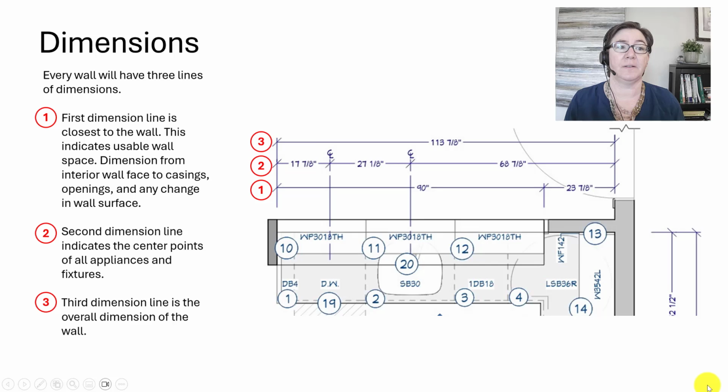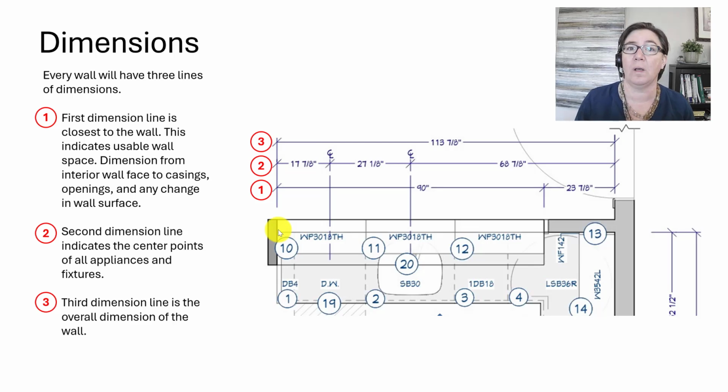In NKBA graphic standards, every wall that has cabinets or appliances or really anything is going to have three lines of dimensions, 1, 2, 3. The first dimension line is the one that's closest to the wall. In this case, it's this one right here. And we are dimensioning usable wall space. You're going to start your dimension from the interior wall face, and then you're going to dimension to any casings, openings, or change in wall surface. This includes if there's a jog in the wall, which is not shown here.